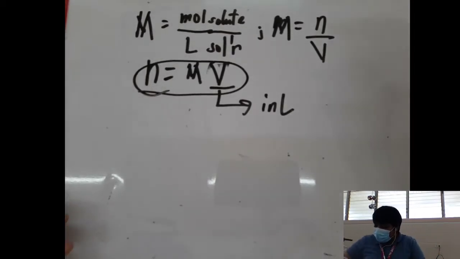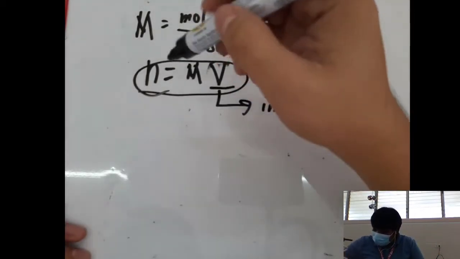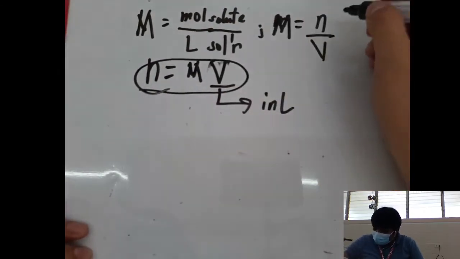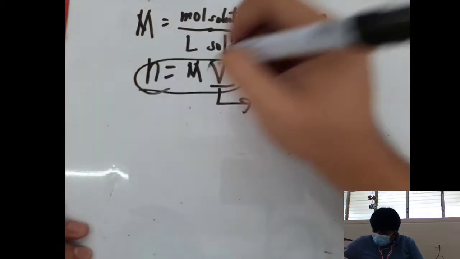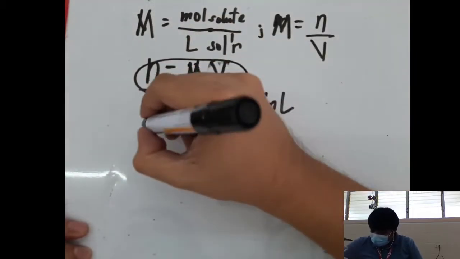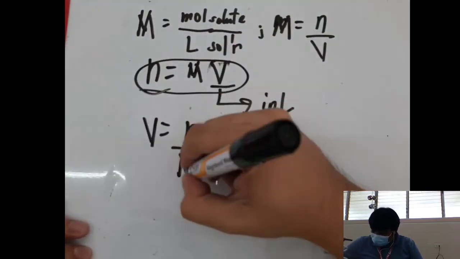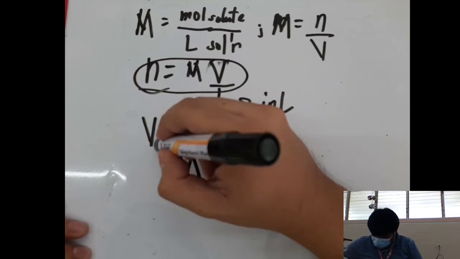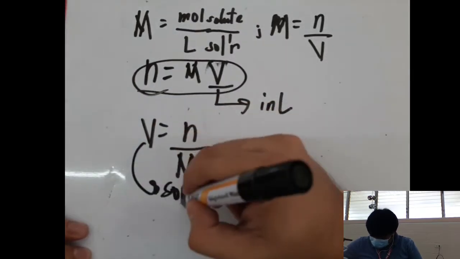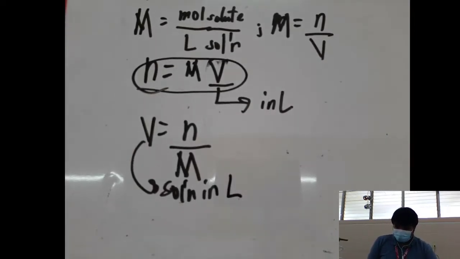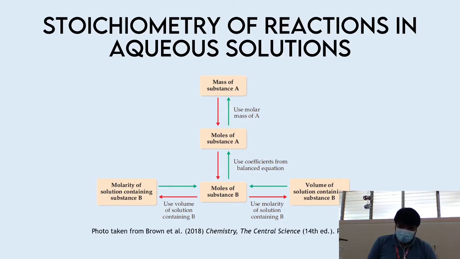Before that, given the number of moles and the molarity, we can also get the volume. So we just rearrange the expression for molarity, and you'll get volume is equal to the number of moles of the solute divided by its molarity. This is the volume of the solution. This is different from the molar volume that we've learned in ideal gases. Okay, so let's try applying this to a problem.